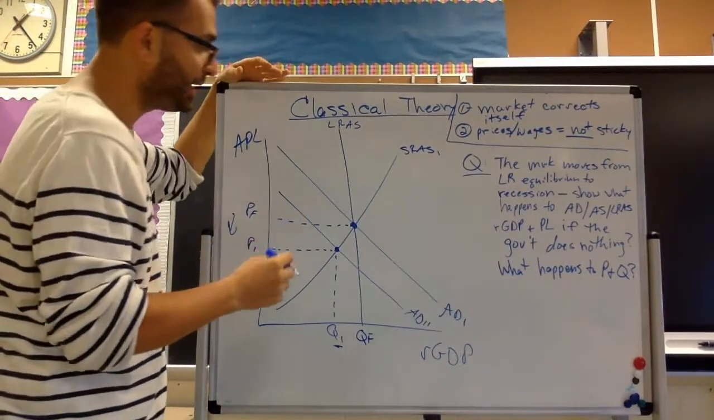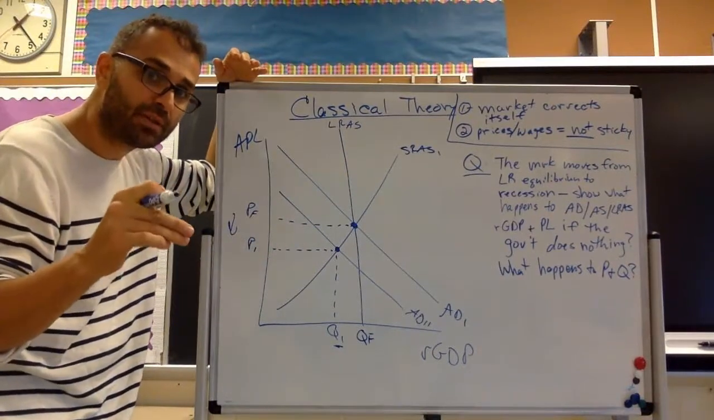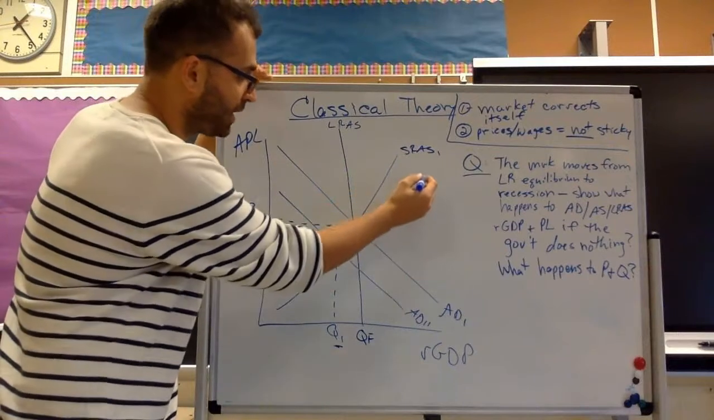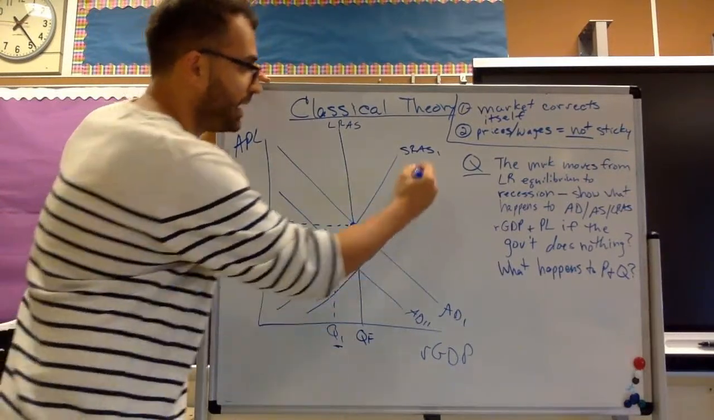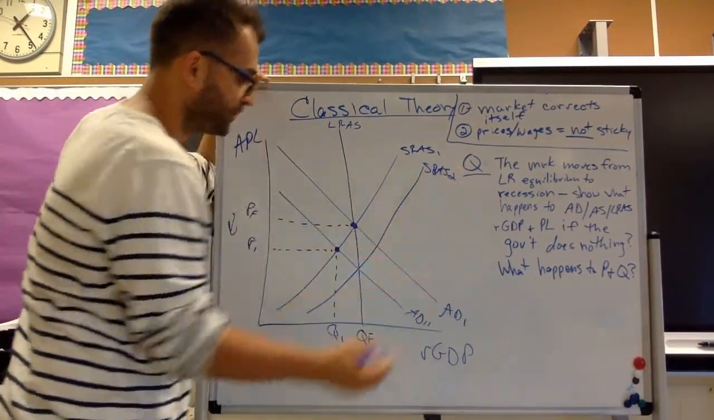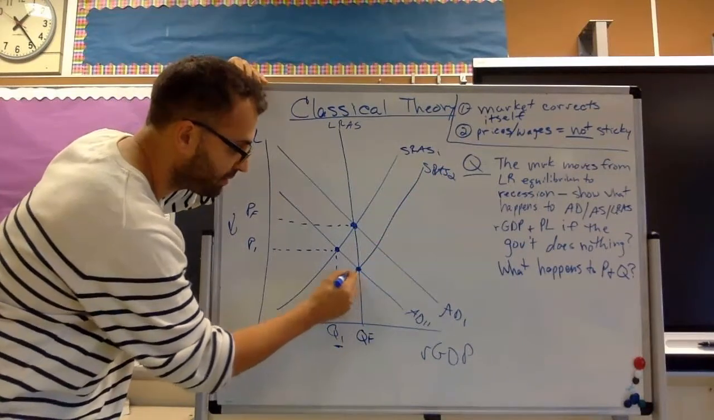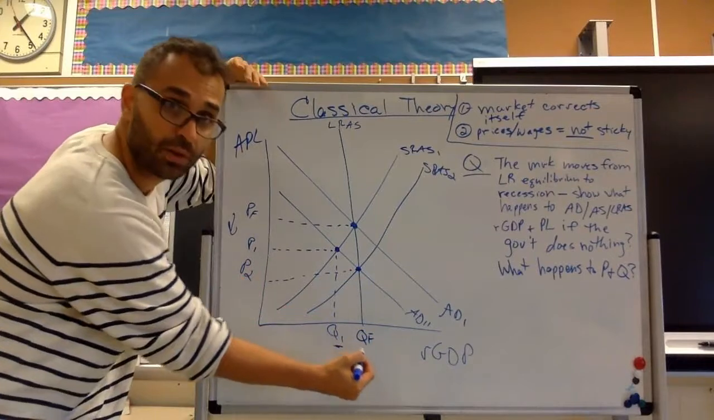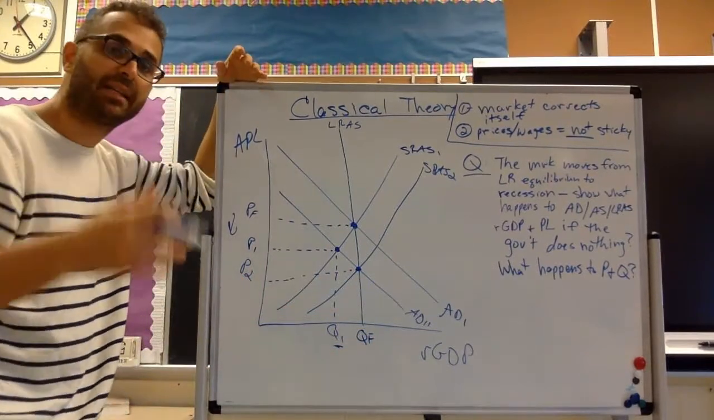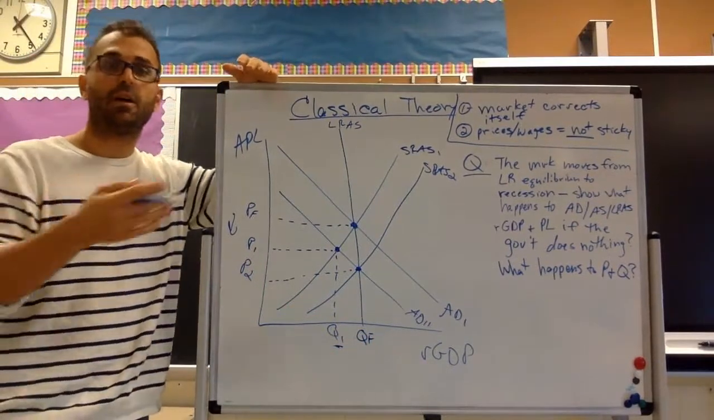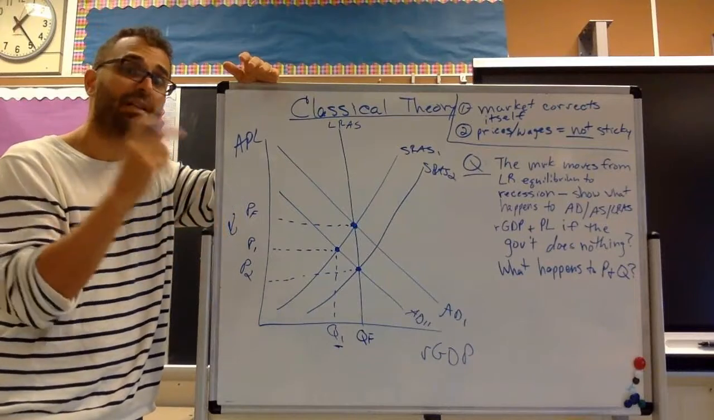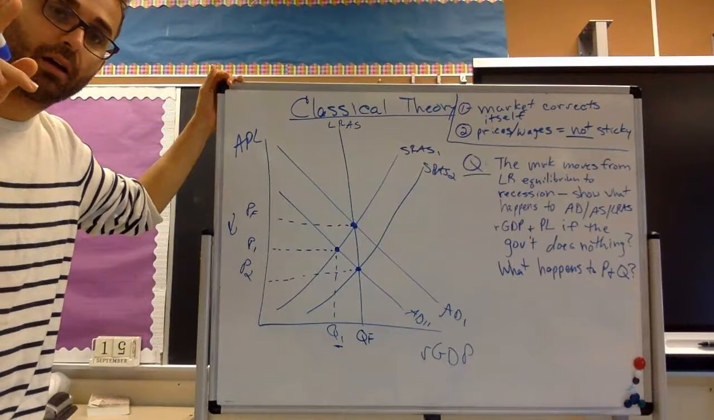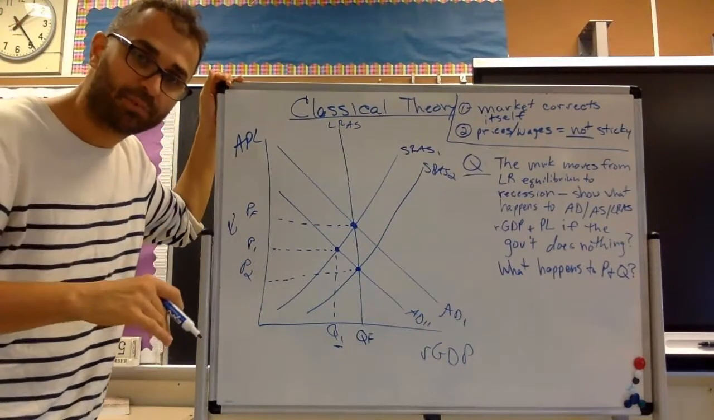Workers will accept lower wages, and because they accept lower wages, input costs go down, and when input costs go down, the short-run aggregate supply will shift back to the right at SRAS2. Our new equilibrium is here, which brings price down even further to P2, and my quantity is back to QF. You have now successfully done a classical model from a recessionary gap where the market naturally self-corrects itself because workers accepted lower wages.